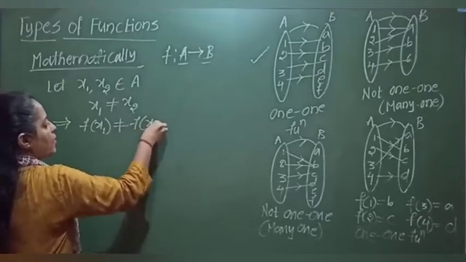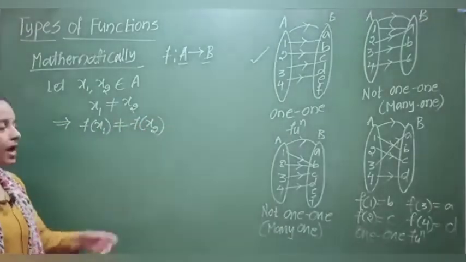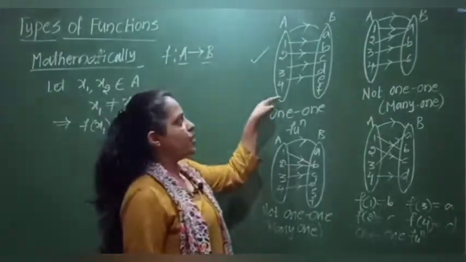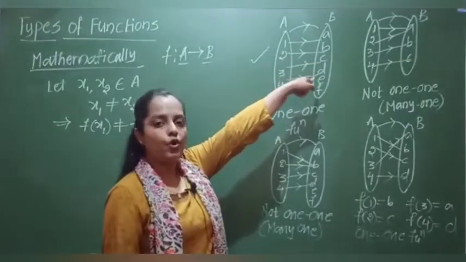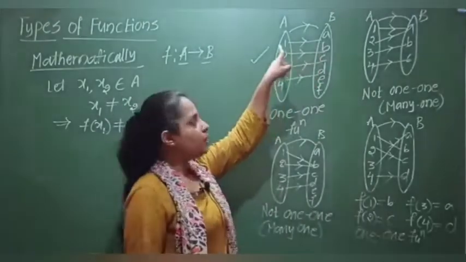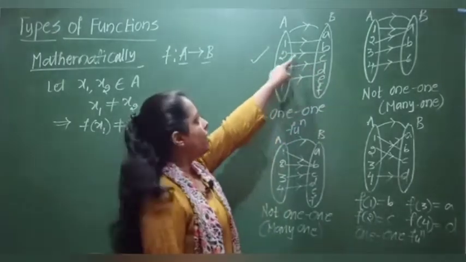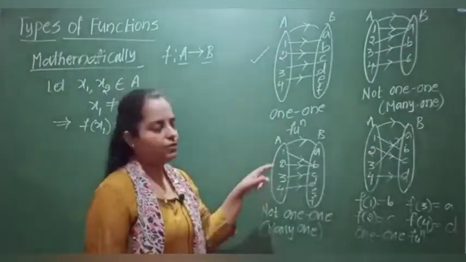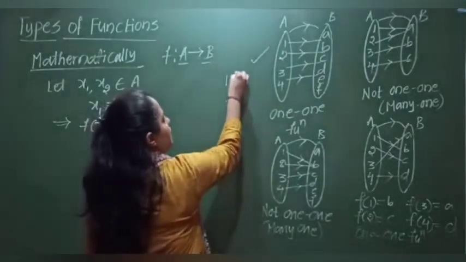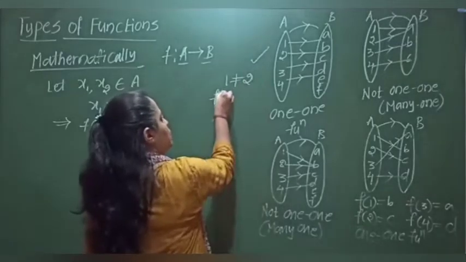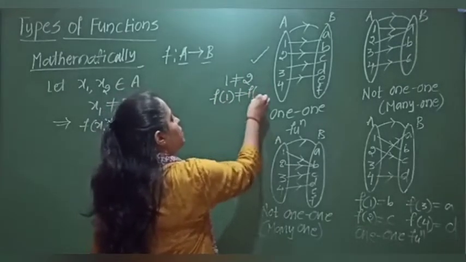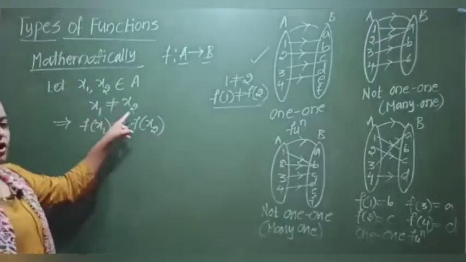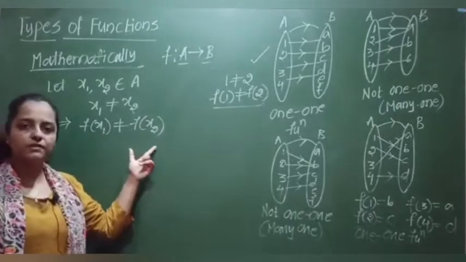Two pre-images are not equal, then their images are also not equal. It means different elements should have different images in the codomain. Okay, so 1 has image a, 2 has image b. If 1 is not equal to 2, therefore f of 1 is not equal to f of 2. So this is a 1-1 function. So x1 is not equal to x2 implies f of x1 is not equal to f of x2.